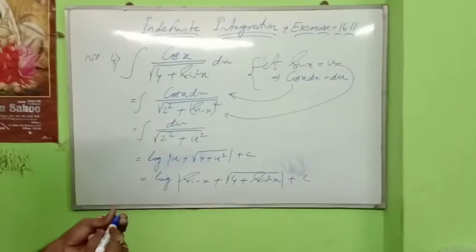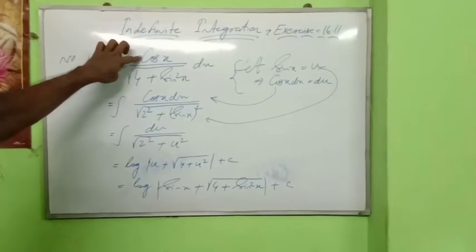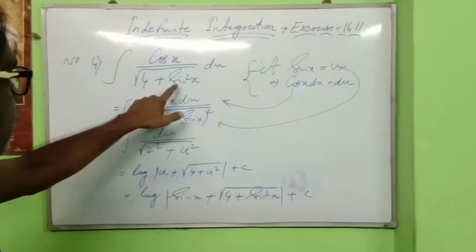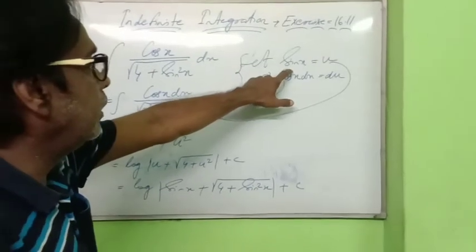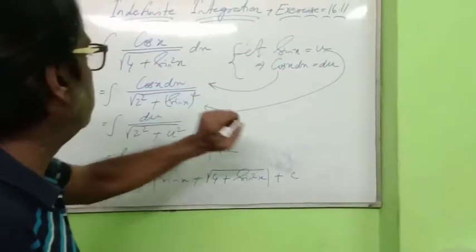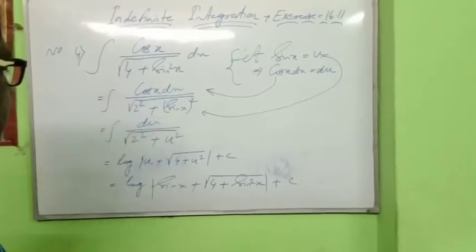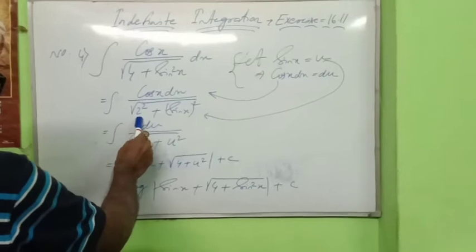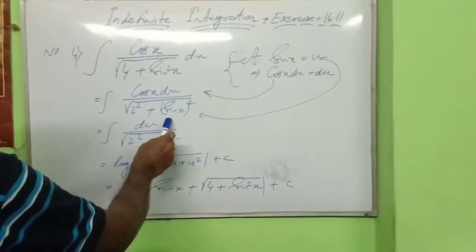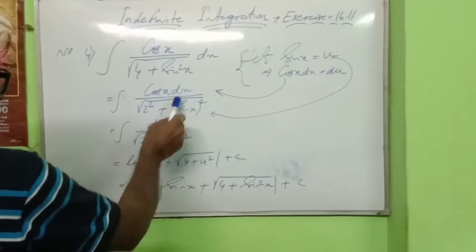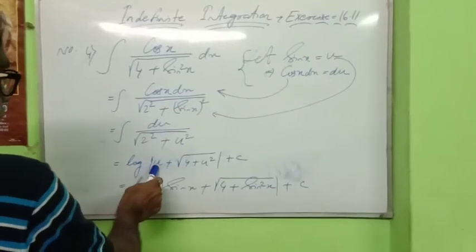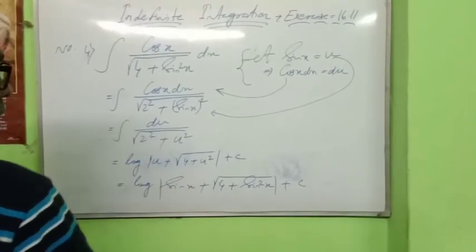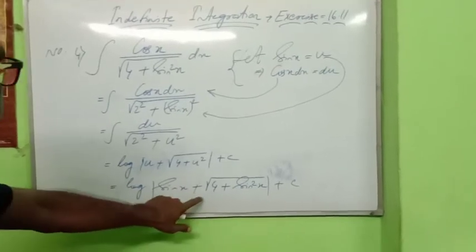Look very carefully. The question given is cos x dx by root over 4 plus sin square x. You have to take let sin x as u. The derivative of sin x, cos x dx, equals du. I have arranged cos x dx and sin x whole square, and 4 means 2 whole square. The a square plus x square formula you have to apply here. The formula is log u plus the total thing with root over, in mod, because for log you have to take a positive value. And this is the answer of number 4.